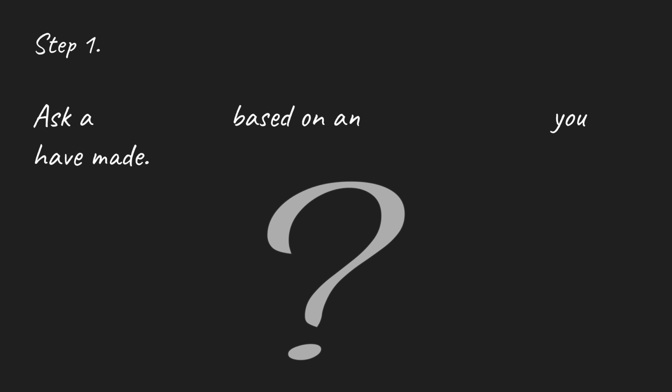So having said all that, the first step of the scientific method is to ask a question. And we need to ask this question, like I said earlier, based on an observation that we've made. So that would be like the paper airplane observation and question that I talked about on the last slide.